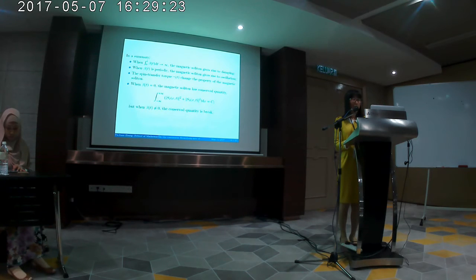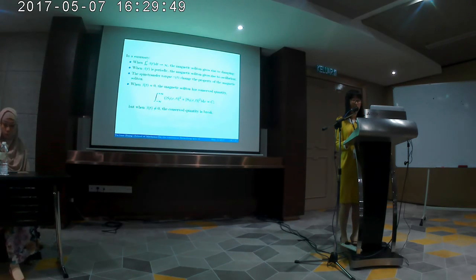In summary, we have these conclusions. When the integral of beta t equals infinity, the magnetic soliton gives rise to damping. When beta t is periodic, the magnetic soliton gives rise to oscillation. And the spin transfer torque gamma t changes the property of the magnetic soliton. At last, when beta t equals 0, the magnetic soliton has a conserved quantity. But when beta t is not equal to 0, the conserved quantity is broken.